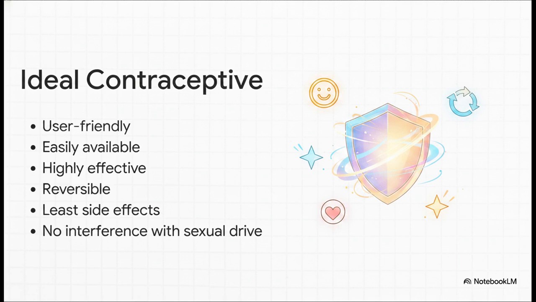Well, an ideal contraceptive must be user-friendly and easily available. It absolutely has to be effective and reversible, meaning if a couple wants to plan a family later on, they completely can. It should have little to no side effects, and very importantly, it shouldn't interfere with the natural sexual drive. These are basically the golden rules that medical science aims for.